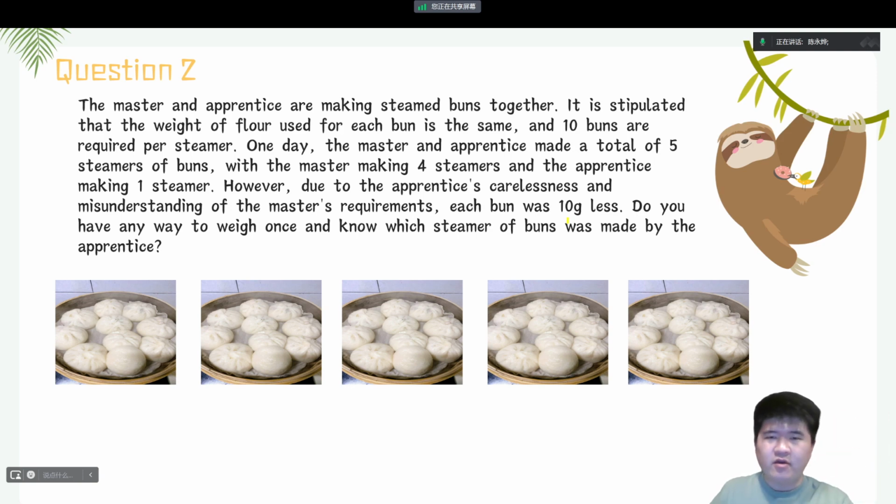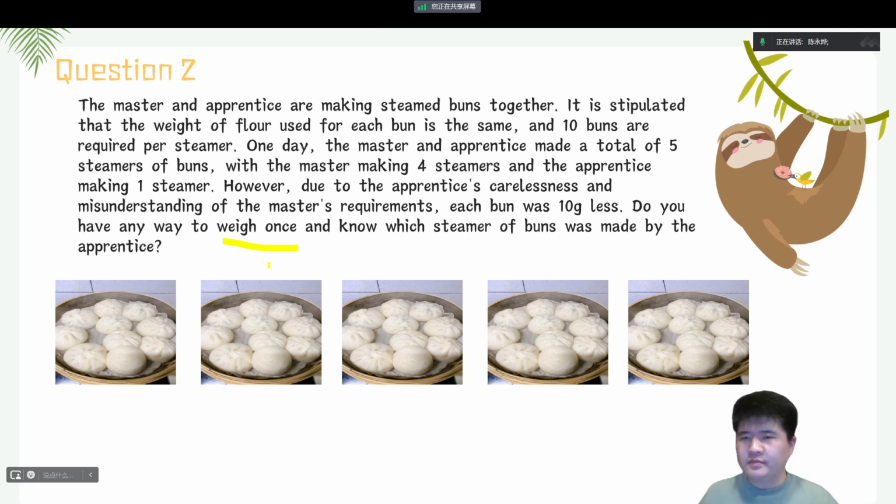So the master is very hungry. For this kind of buns, you cannot sell them to your master. It's not okay. So he requires the apprentice to find which steamer is made by him within 1 weighing. So how can we do this? For these 5 steamers, they look totally the same. So how can we find the difference among them?